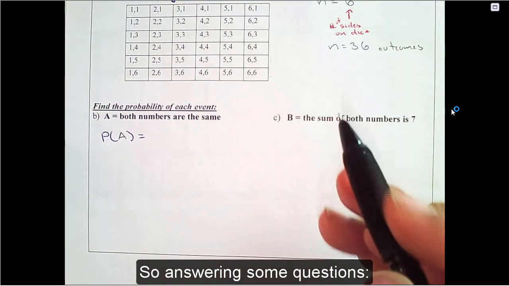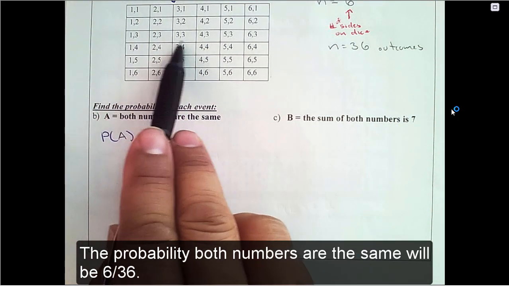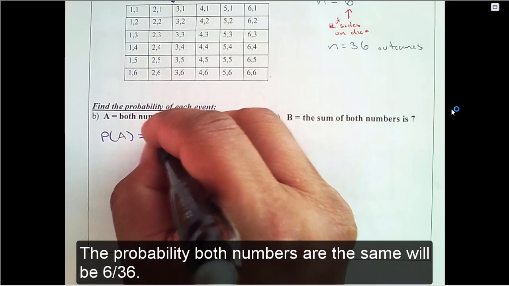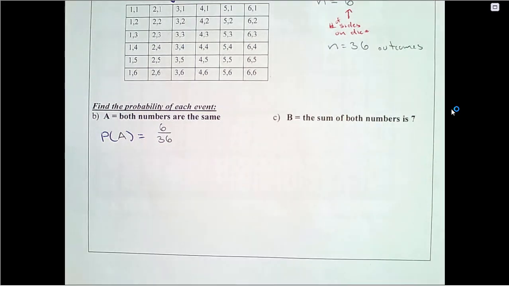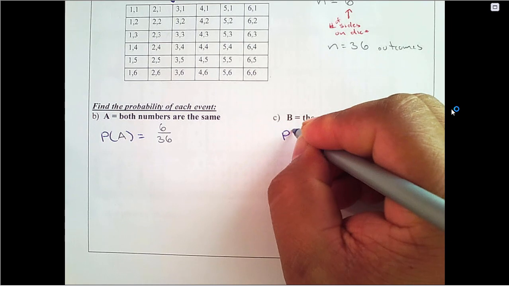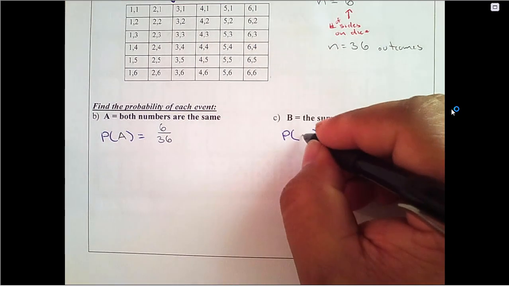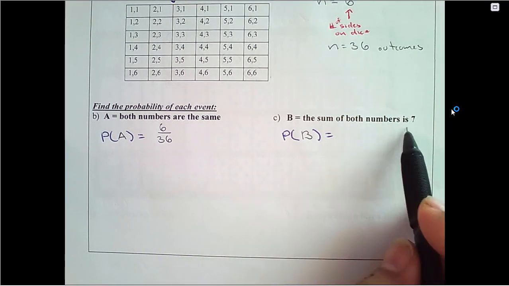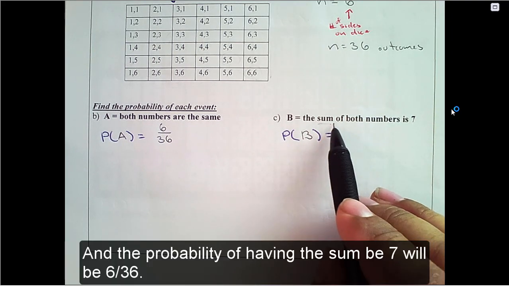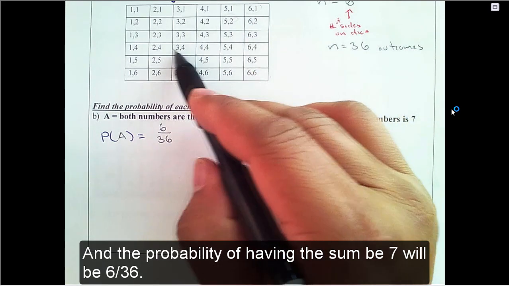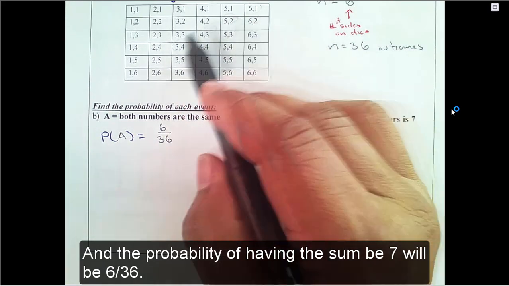So answering some questions. The probability both numbers are the same will be 6 out of 36. And the probability of having the sum be 7 will be 6 out of 36.